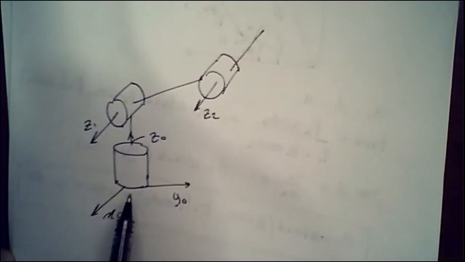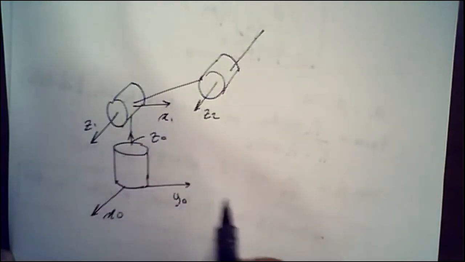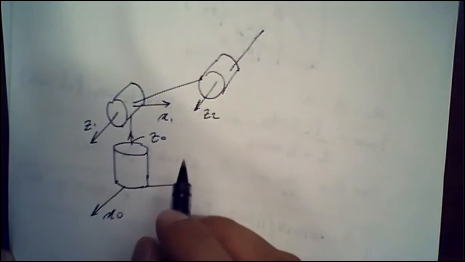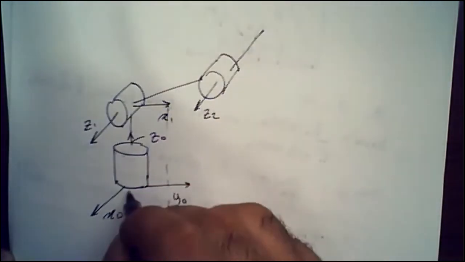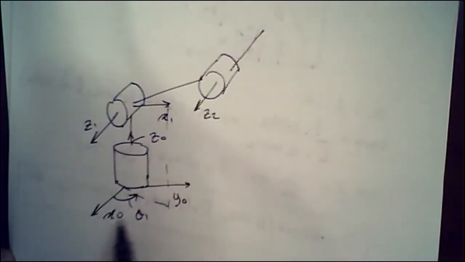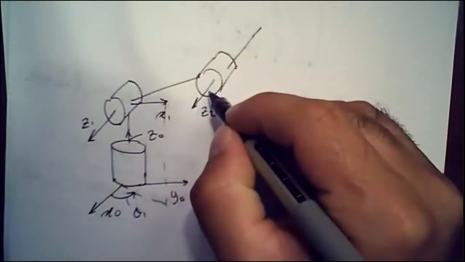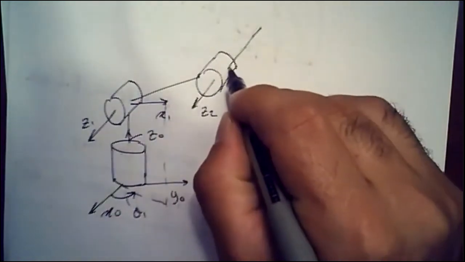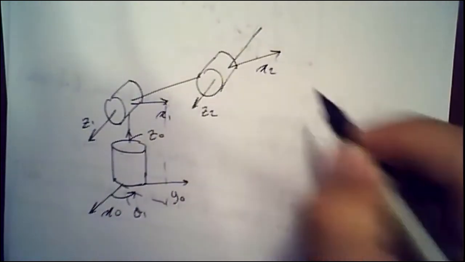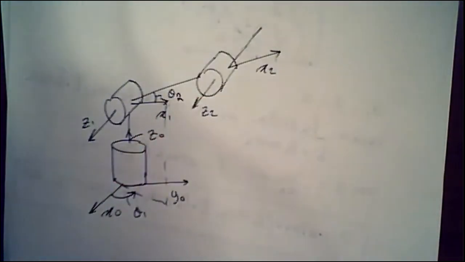If I want to place x1, what would x1 look like? X1 is going to be perpendicular to both z1 and z0, right? So this guy is going to be my x1. And if I do the mapping over here, theta 1 is the angle between x0 and x1. Then theta 2 is the angle between x1 and x2. And we know x2 has to be perpendicular to both z2 and z1. So this guy is my x2, and that is my theta 2.